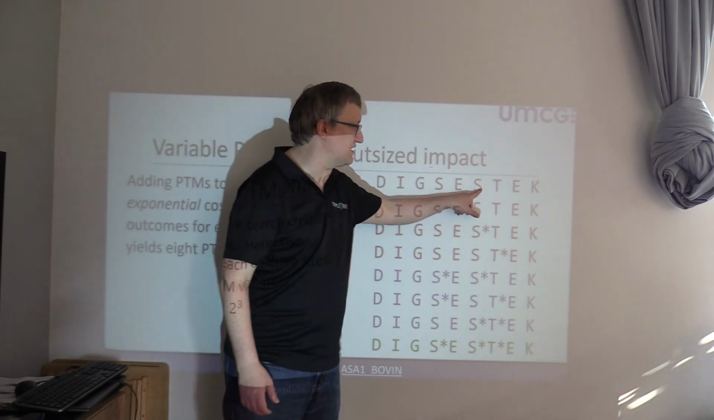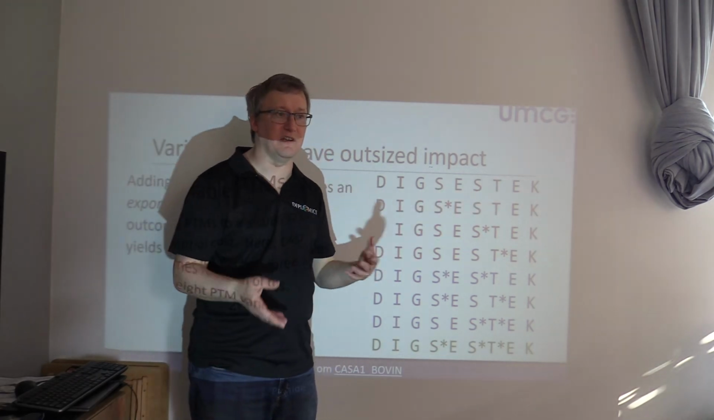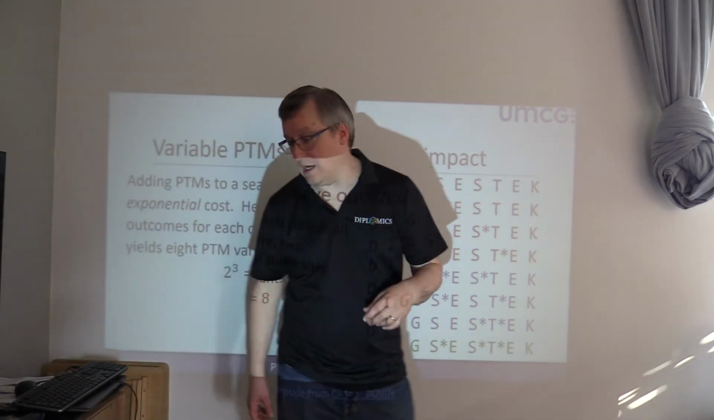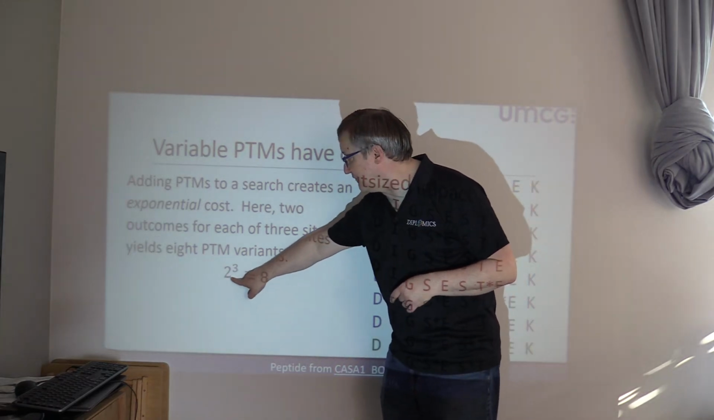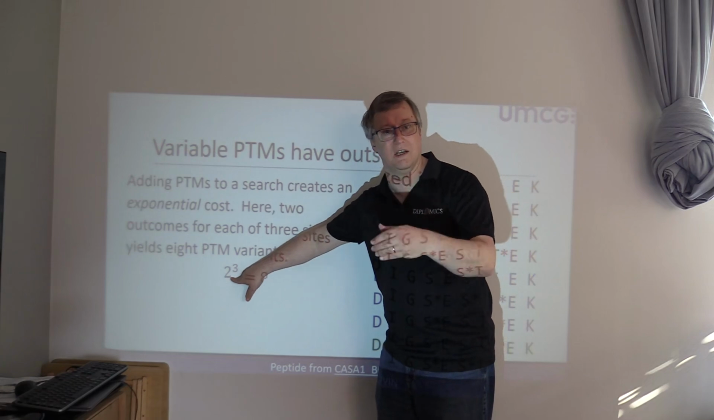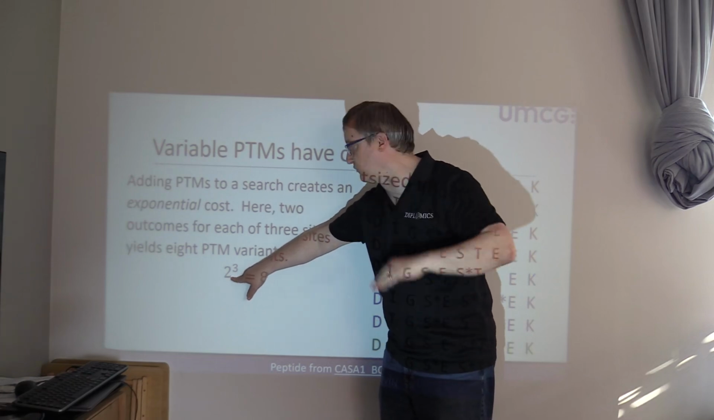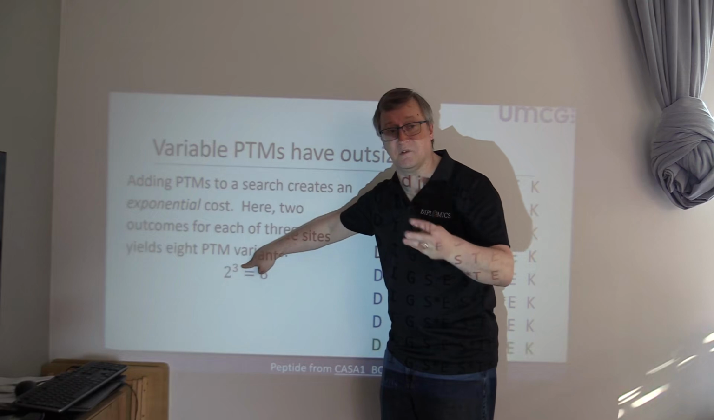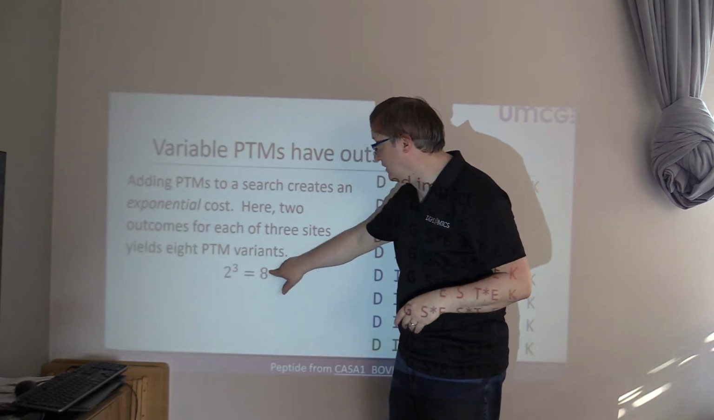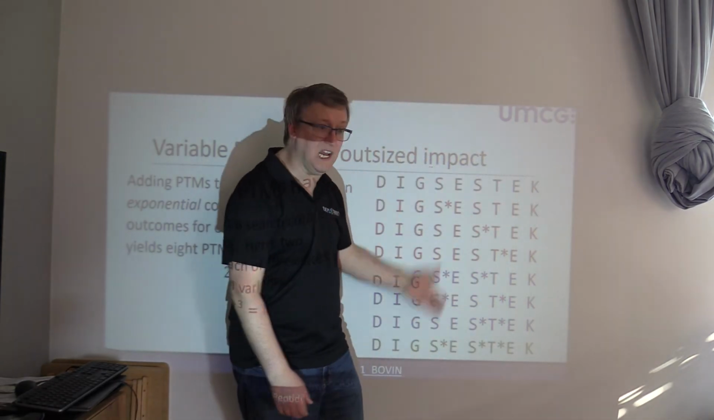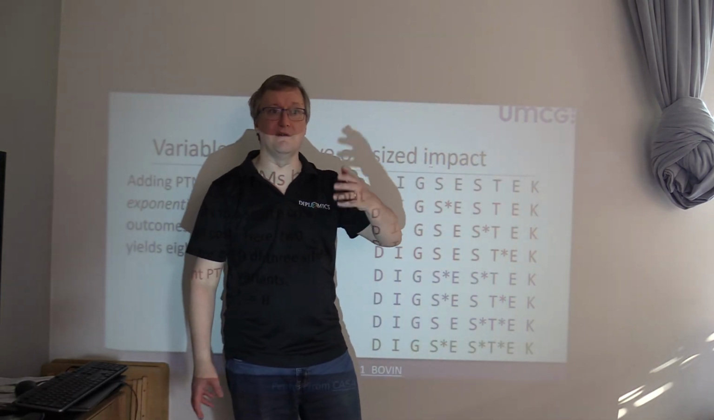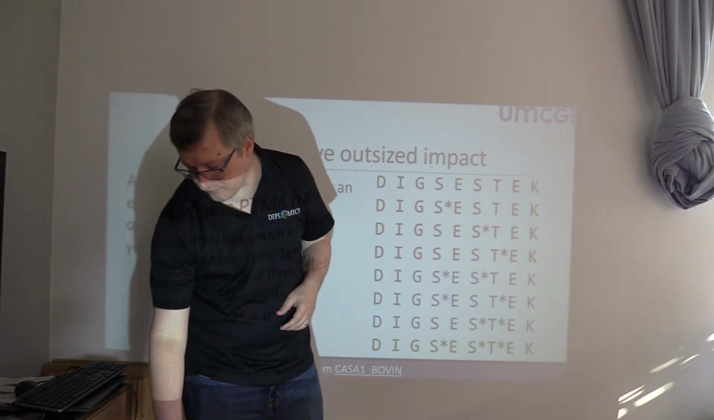So we had 3 sites, each had to be considered in 2 different forms, and that gives us one of the very few equations I'm going to subject you to: 2 possible states, not modified or phosphorylated, 3 different sites that might bear that modification, 2 to the third is 8. So one peptide becomes 8 just by allowing for phosphorylation to take place.